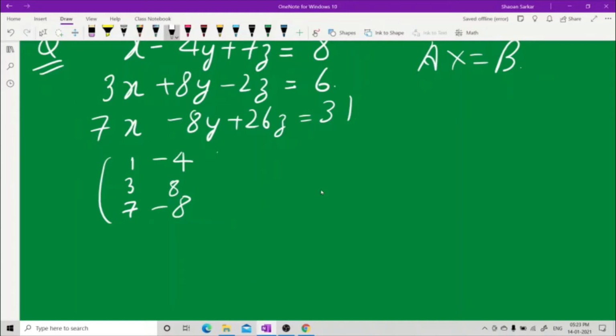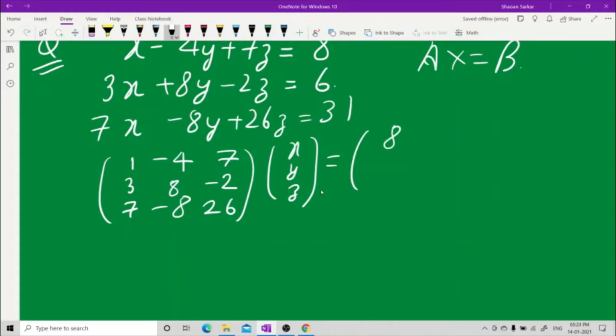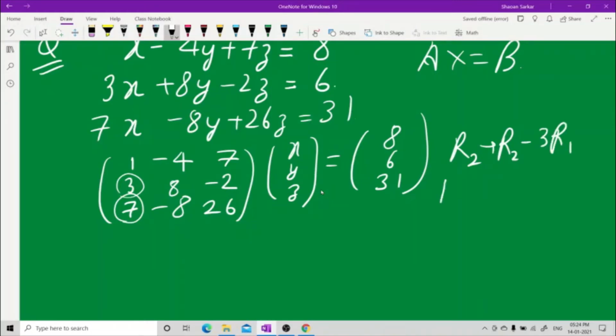Then I'll get 7, minus 2, 26. And this is x, y, z. And this is 8, 6, 31. Now we'll use the row operations. Try to make this 0, try to make this 0. R2 is R2 minus 3R1, and R3 is R3 minus 7R1.